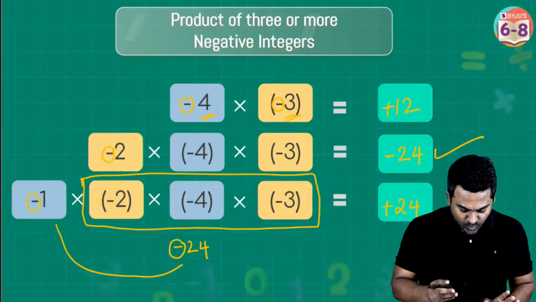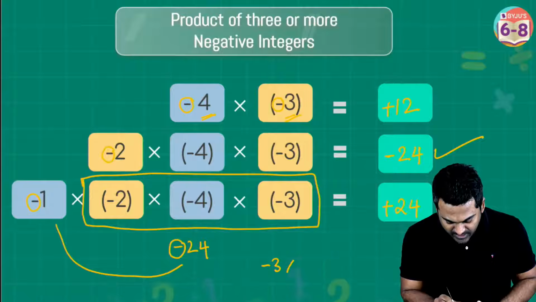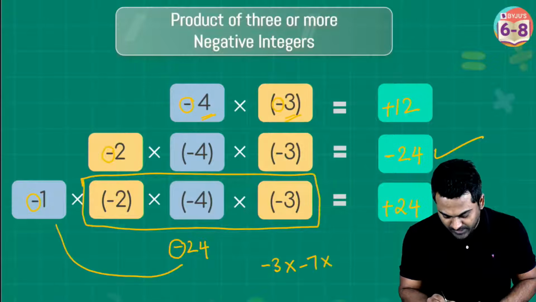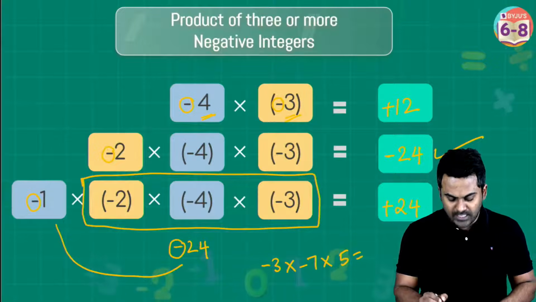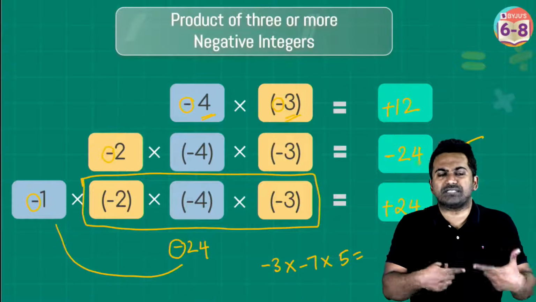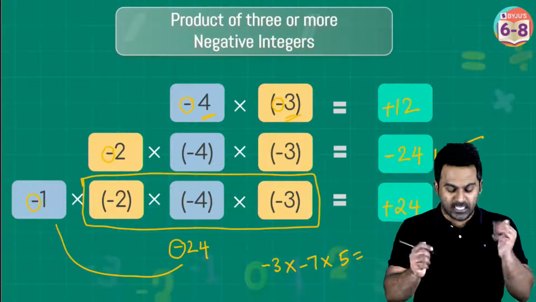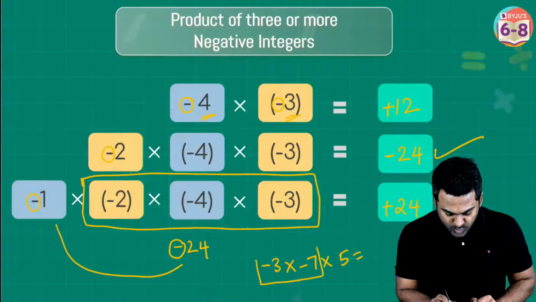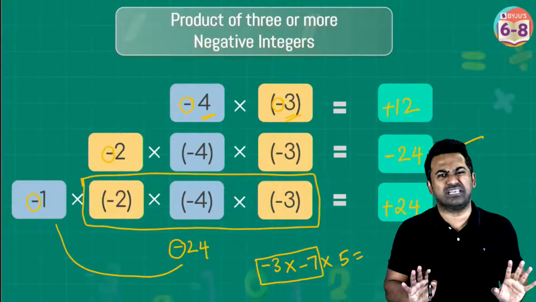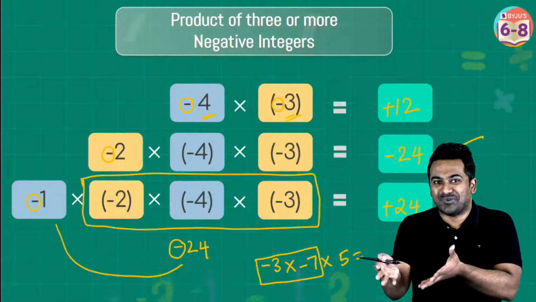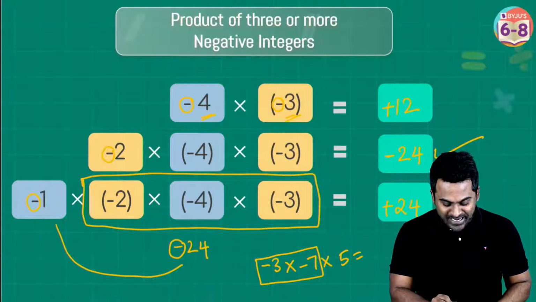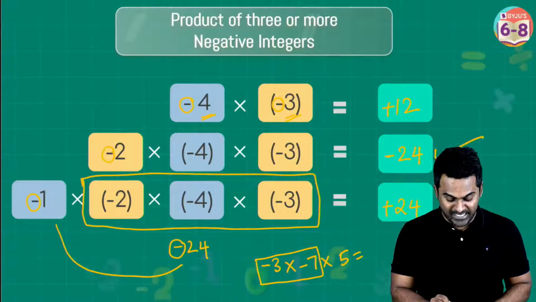Let me just take one more example. Let's say you have minus 3 multiplied with minus 7 multiplied with 5. What would the answer to this be? Just pick two numbers at a time and figure out the answer. So first we can pick these two. Whichever order we do, it doesn't really matter. That is one of the rules that is coming up later on. So minus 3 multiplied with minus 7.